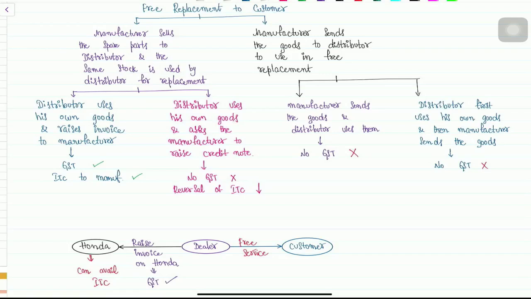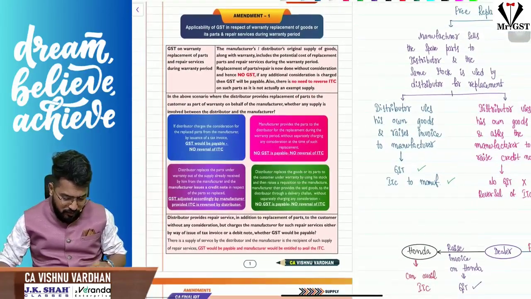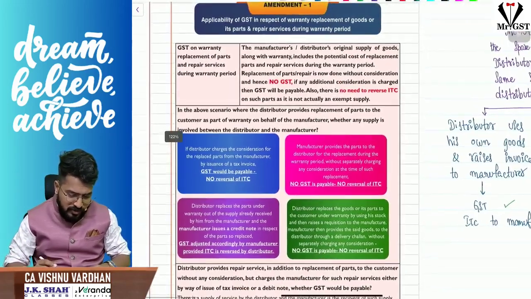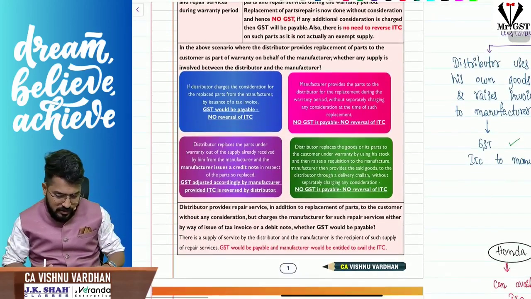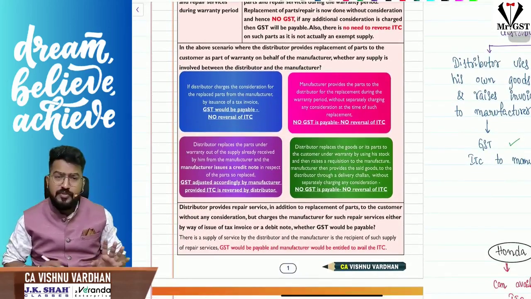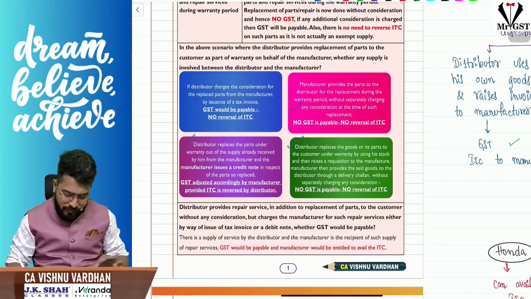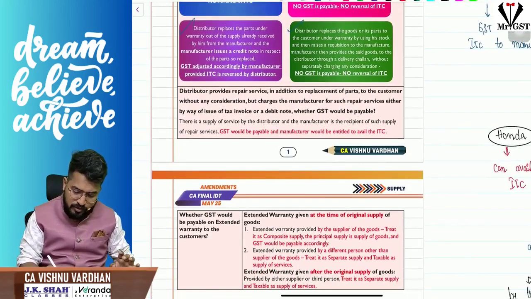Hope it is clear, right? So with this we are done with amendment number 1. The notes, everything, we have given properly here. Amendment number 1 is done and dusted. The 4 situations whatever we have discussed, 1, 2, 3, 4, we have discussed. Next, we have discussed the services also, right?